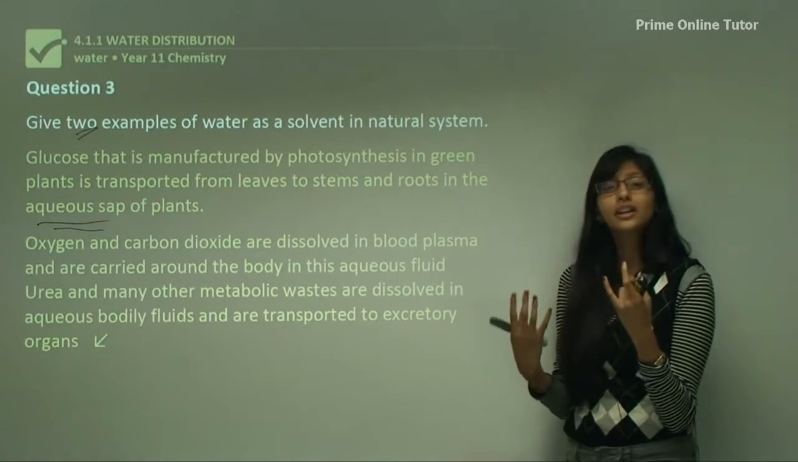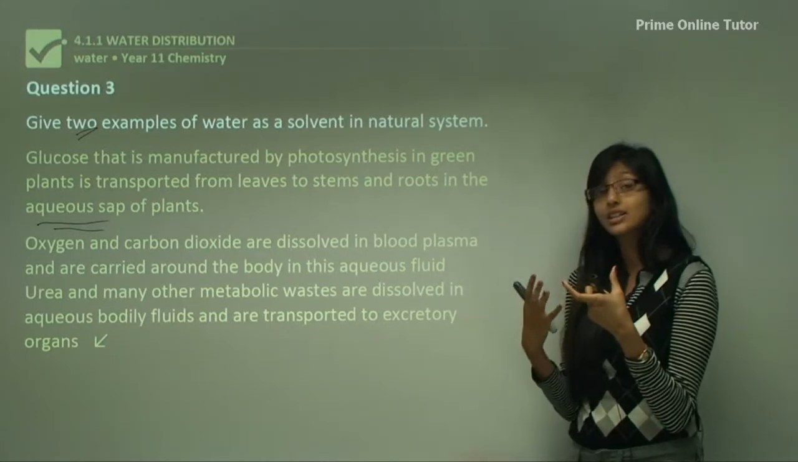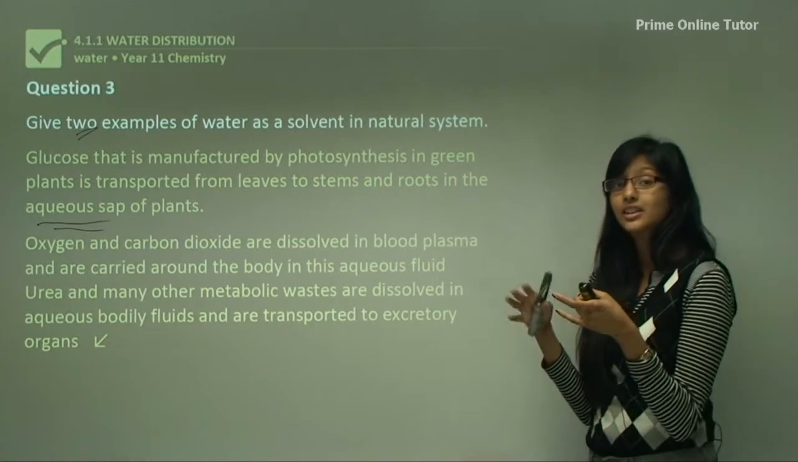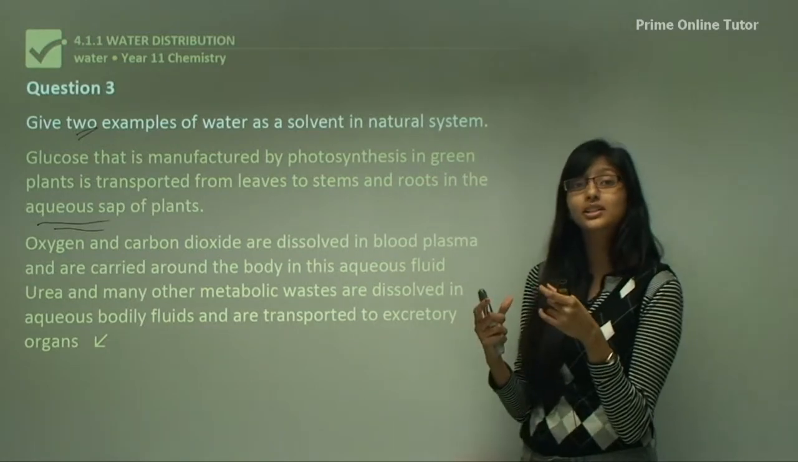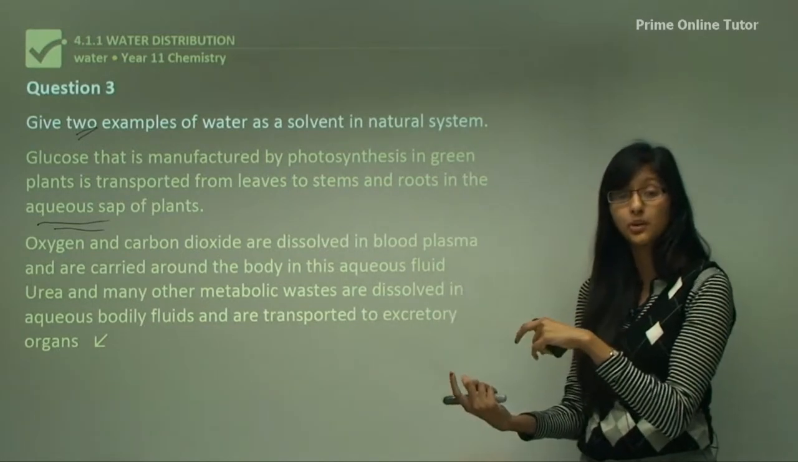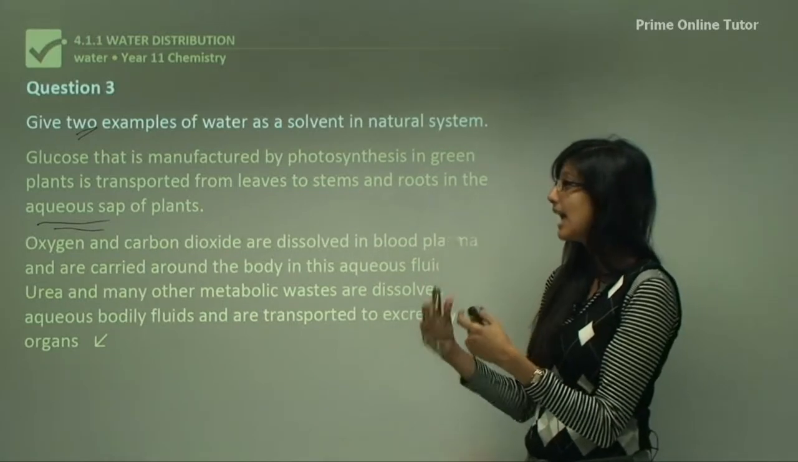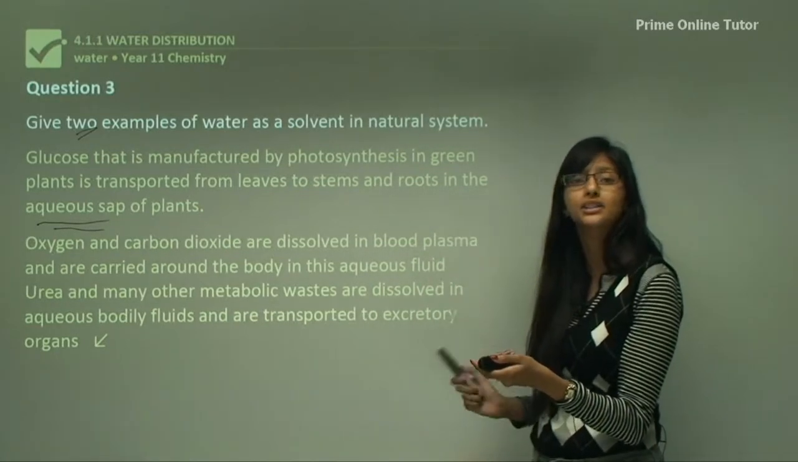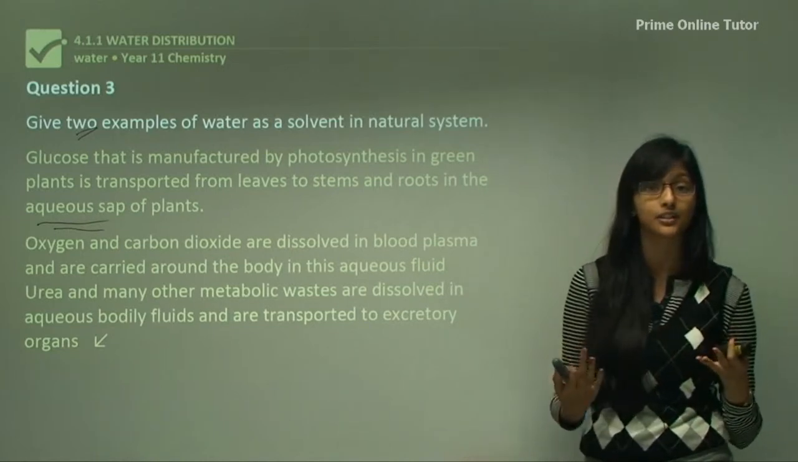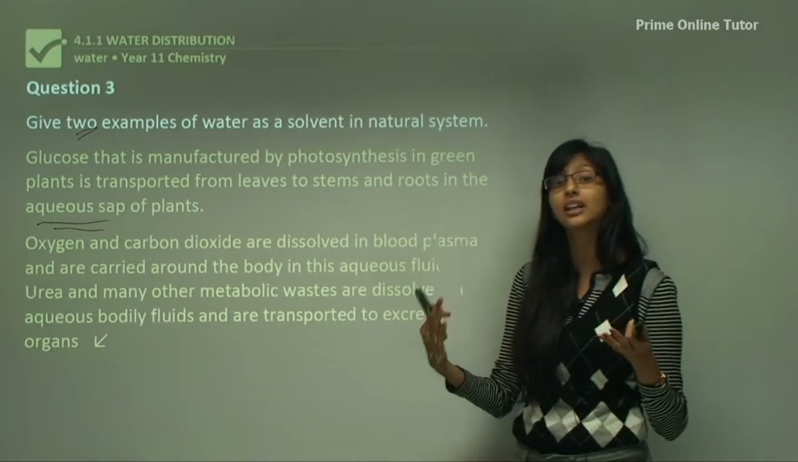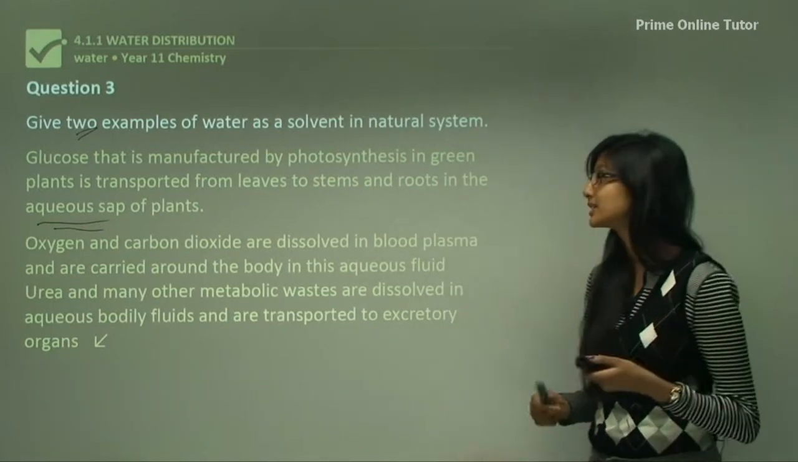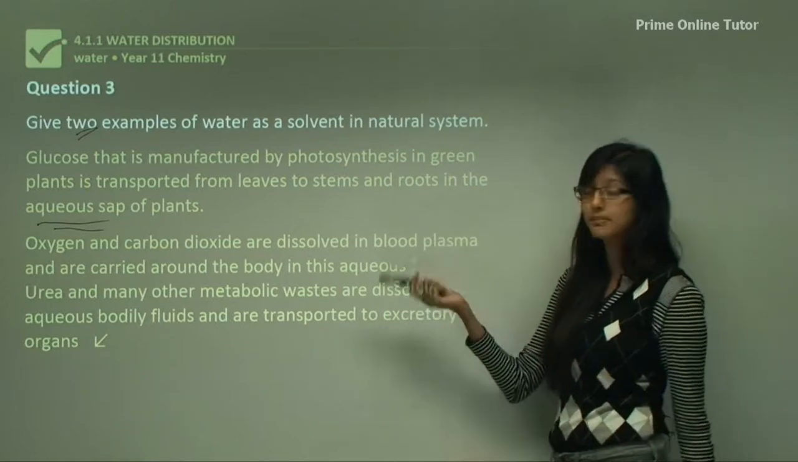Now blood actually contains 90% water, so your oxygen molecules are dissolved in the water, which is blood plasma, and then they're carried to different parts of the body, such as the different cells, so that they can carry out their metabolic reactions. And also carbon dioxide.